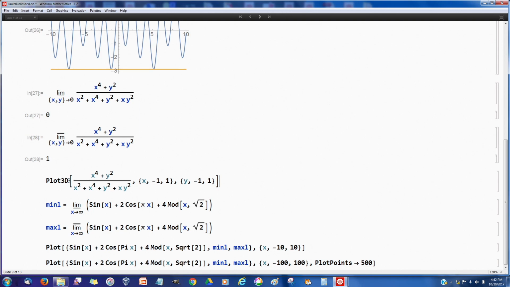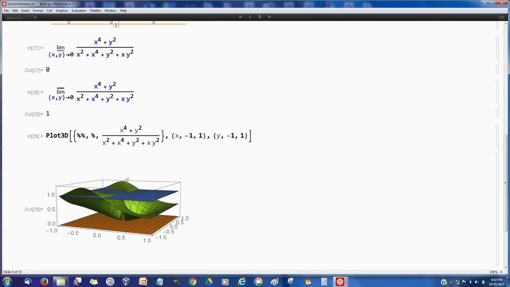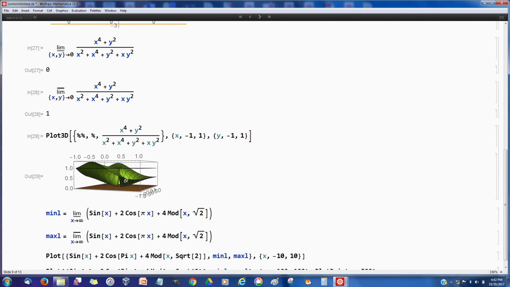Yeah, so this is the same example. We can plot the bounds, so we can see that the function is between the bounds, min and max limit.